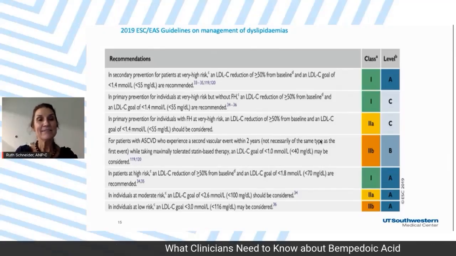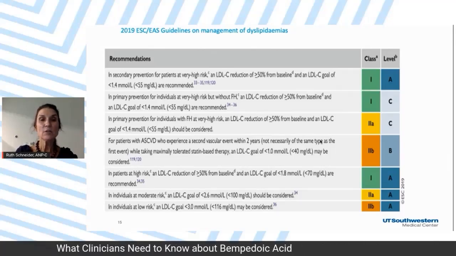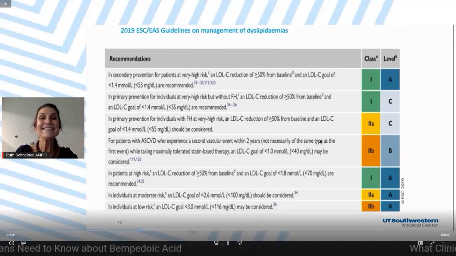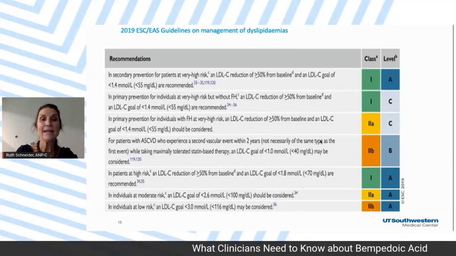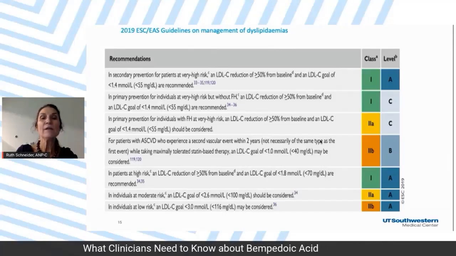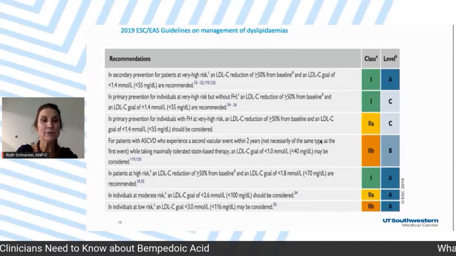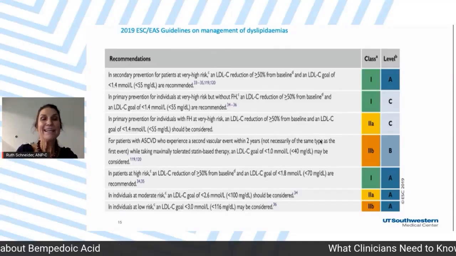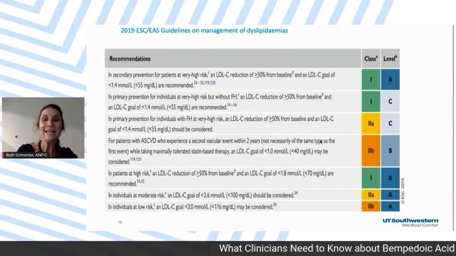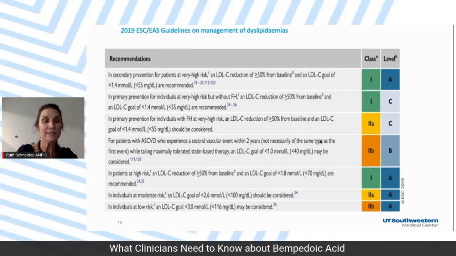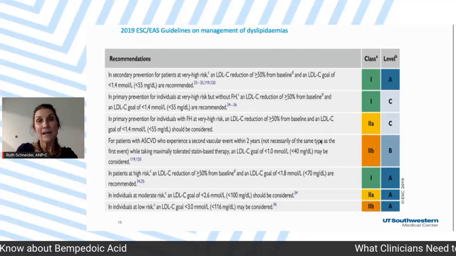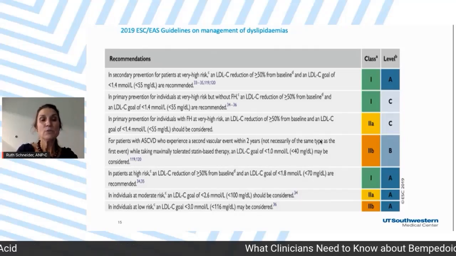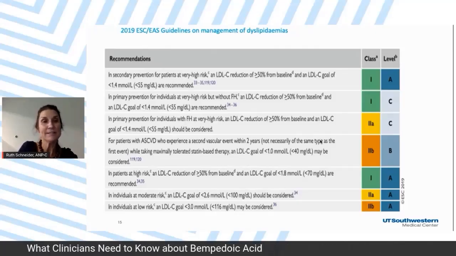For patients with ASCVD who experience a second vascular event within 2 years, not necessarily of the same type as the first event, while taking maximally tolerated statin-based therapy, an LDL goal of less than 40 may be considered. In patients at high risk, an LDL reduction of 50% and an LDL goal of less than 70 is recommended. In individuals at moderate risk, an LDL goal of less than 100 should be considered. In individuals at low risk, an LDL goal of less than 116 should be considered.